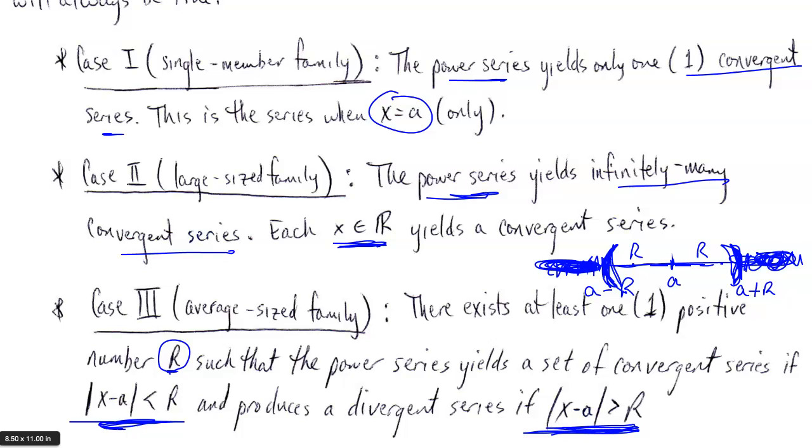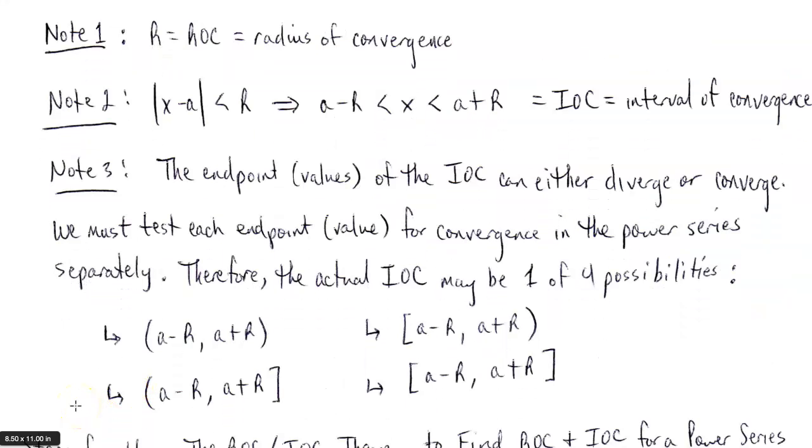And so, of course, our job, once we know what kind of power series we're dealing with, is to find those x values that are actually going to produce convergent infinite series. All right, so again, we want to note that r is the same as the radius of convergence. And note too that the absolute value of x minus a is less than r just means we're looking at values of x in between a minus r and a plus r. We call that the interval of convergence.